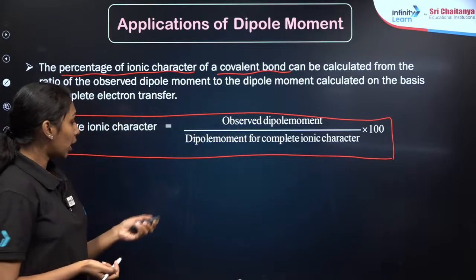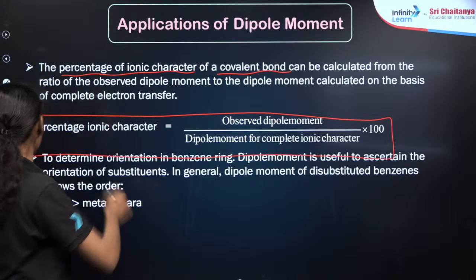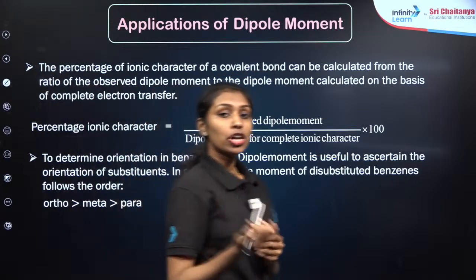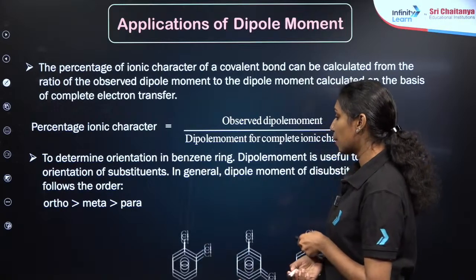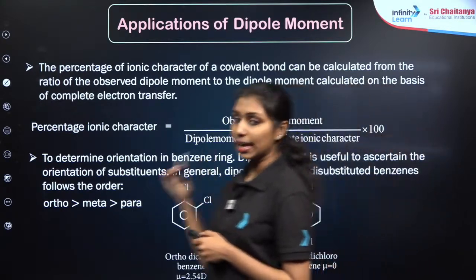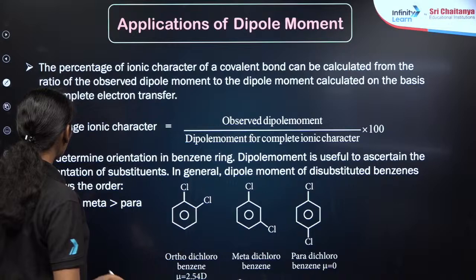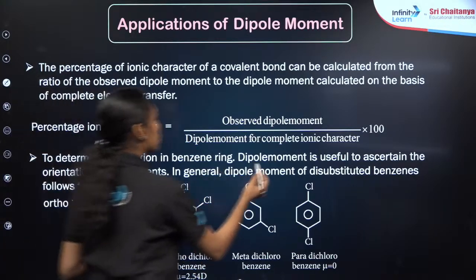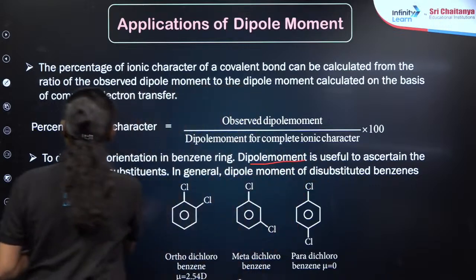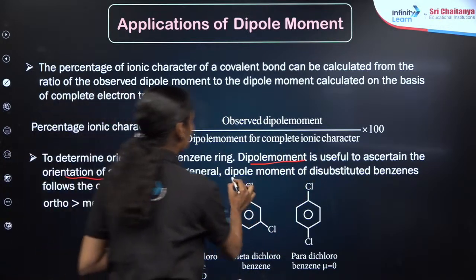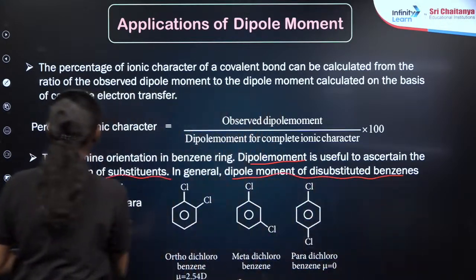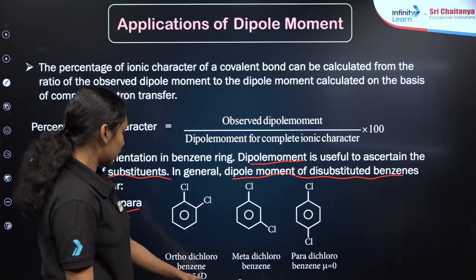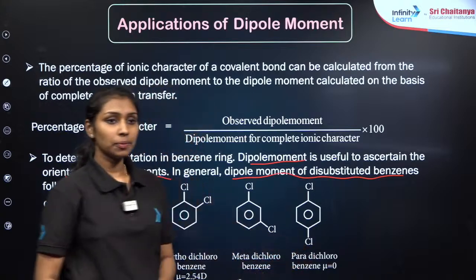The next one: in order to find out the order of dipole moment, we have to find out whether the molecule is ortho, meta, or para, right? In the case of benzene or organic molecules, whether the molecule has ortho, meta, or para substitution, it will follow this order. Dipole moment is useful to ascertain the orientation of substituents in general. For di-substituted benzene, ortho has the maximum, then meta, then para. Here it is 2.5 debye, then it is 0, right? Clear?